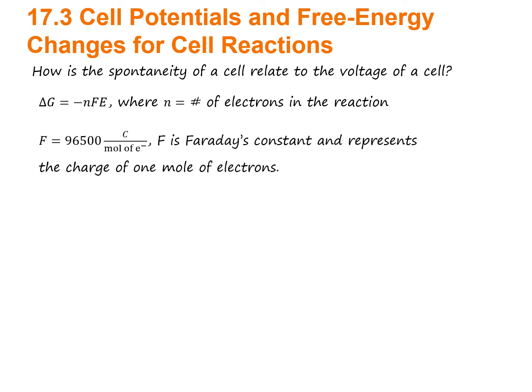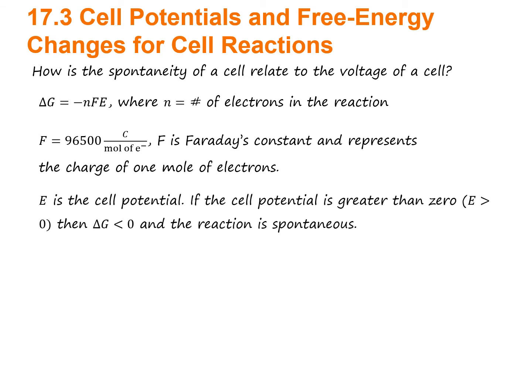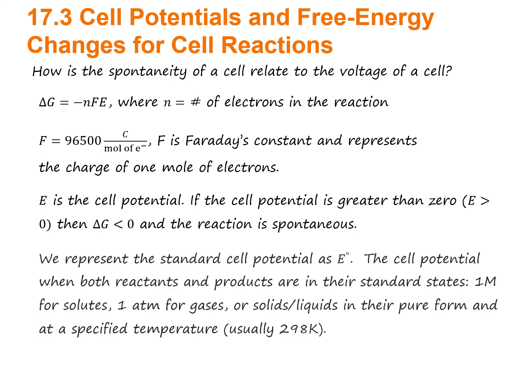The F value is Faraday's constant, given by 96,500 coulombs per mole of electrons. That just represents the charge of 1 mole of electrons. And like I said, E is the cell potential. What we're going to see is that if the cell potential is greater than 0, we end up with a delta G that's less than 0, and the reaction is going to be spontaneous.